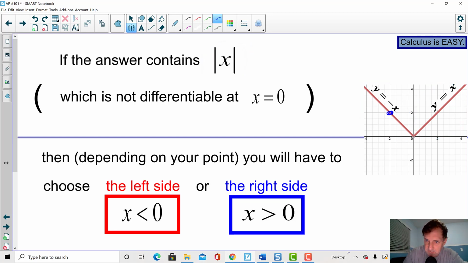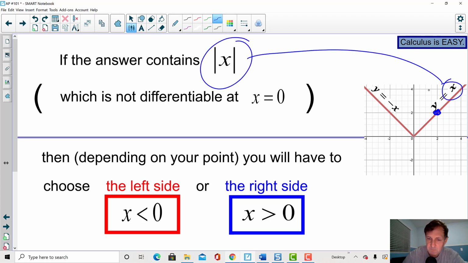If your point lands on the left side, then the absolute value of x is going to be traded for negative x. And we're also going to say that x has to be less than 0. If the point lands on the right side over here, the absolute value of x is going to be traded for just an x, but we are going to say that x should be greater than 0. So this is going to be a little bit tricky. That's just going to be our final step. So let's go ahead and do that problem and see what happens.